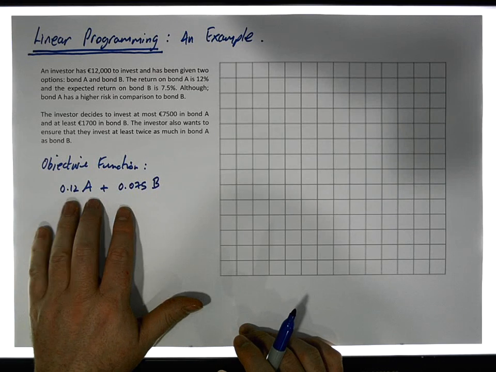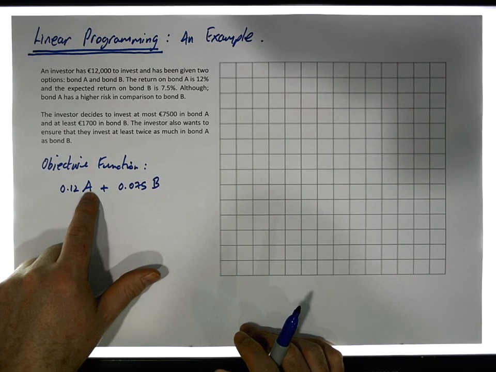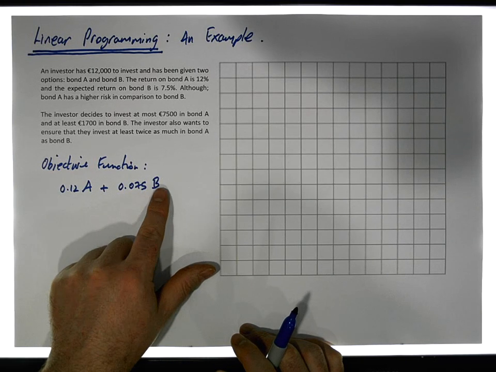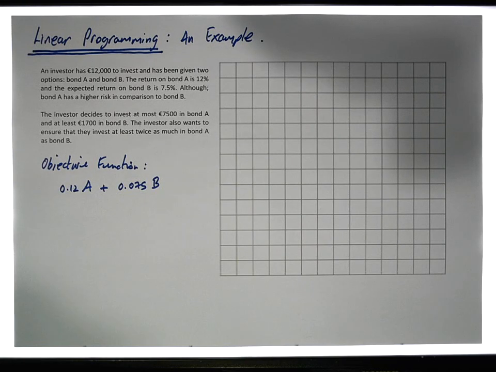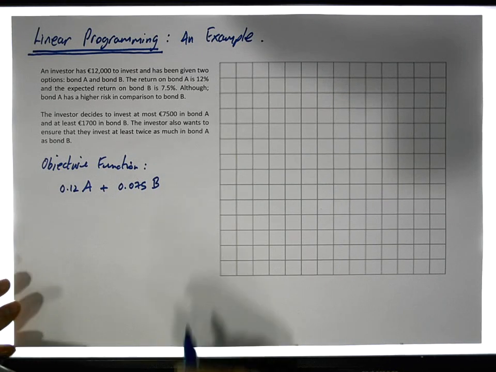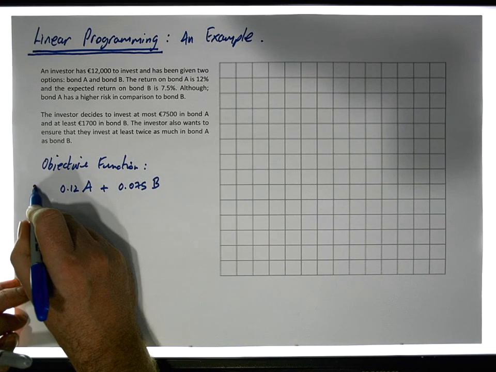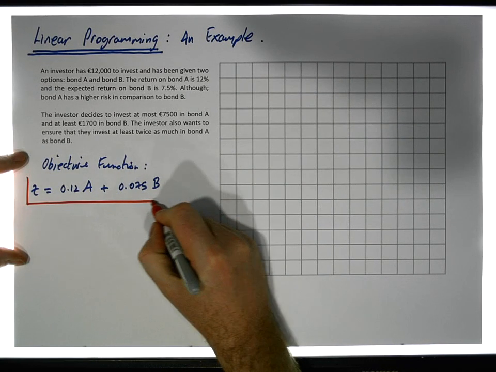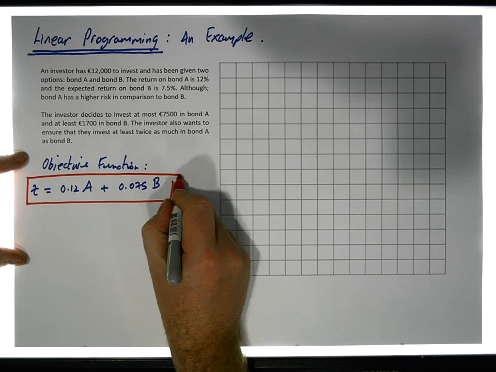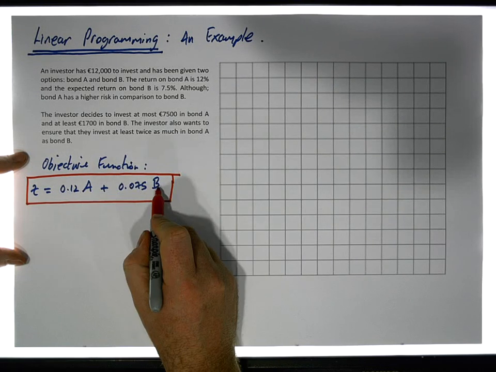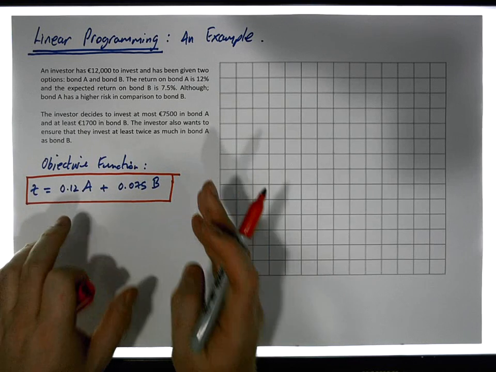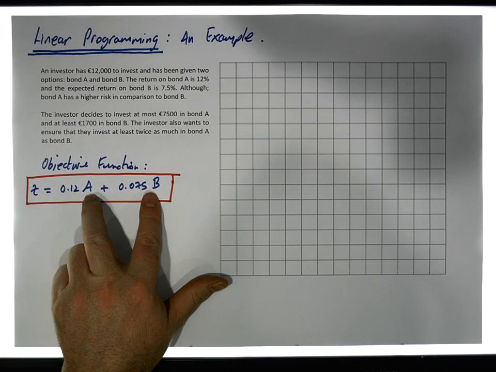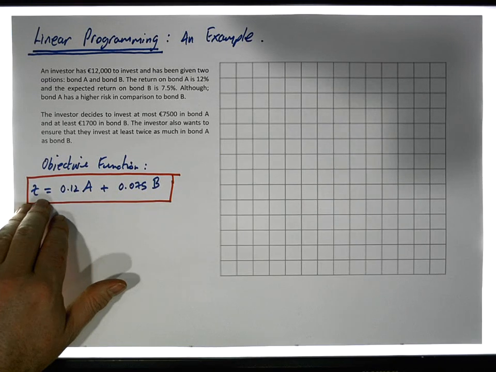And what they can also expect as a return is 7.5%, 0.075, on whatever they invest in B. So here, A represents how many bond A types we've bought and B represents how many bond B types we've bought. Let's say the output of this function is Z, so Z is equal to this. This is what we call our objective function, and depending on how much we invest in A and how much we invest in B, we get an output. The job of this linear programming task is to choose the right values for A and B so that we maximize our output.